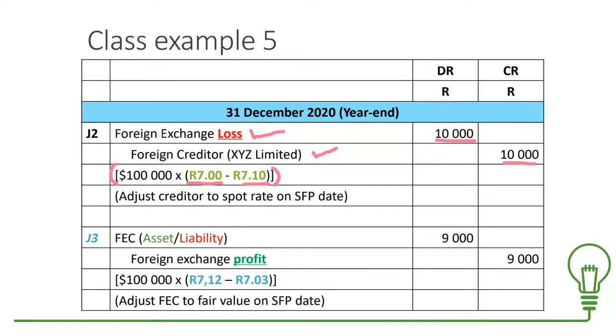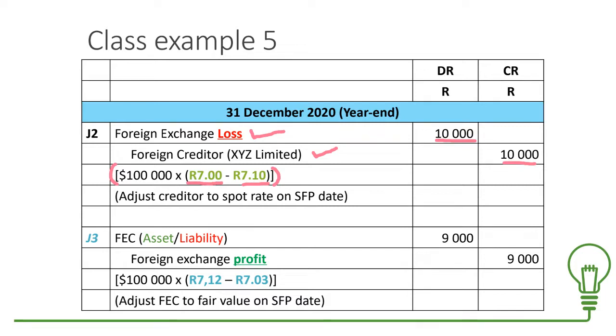Yes, you can say creditors control. But I would still say that you need to put in brackets XYZ limited. You can say creditors control because in the question it says that they do use control accounts. So yes, you can do that, but make sure that you say XYZ creditor or XYZ limited.